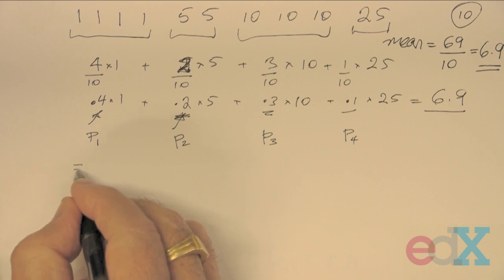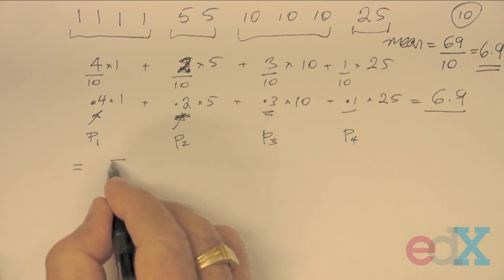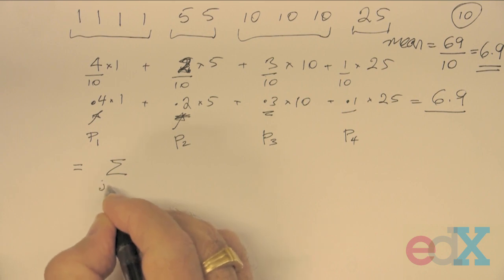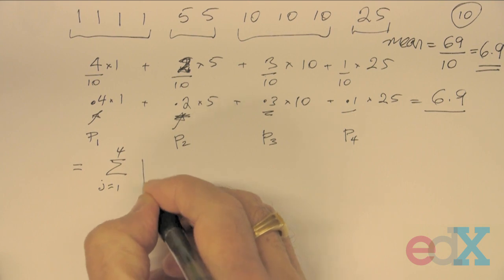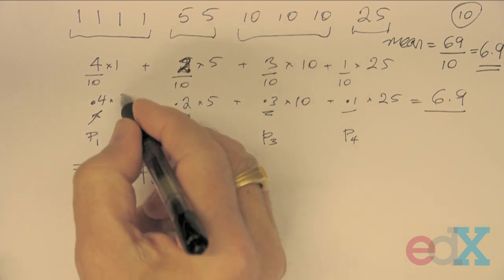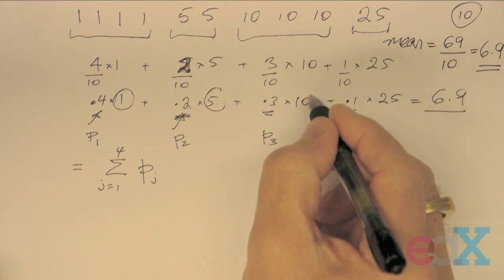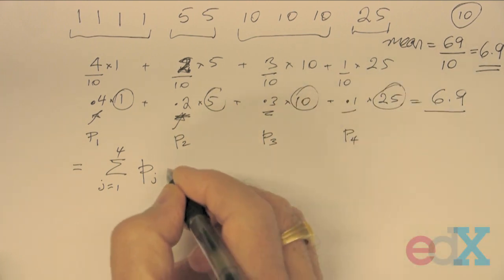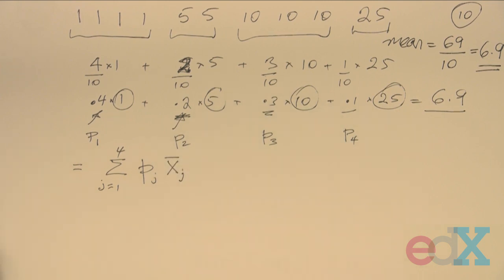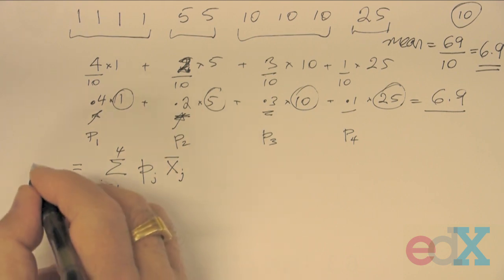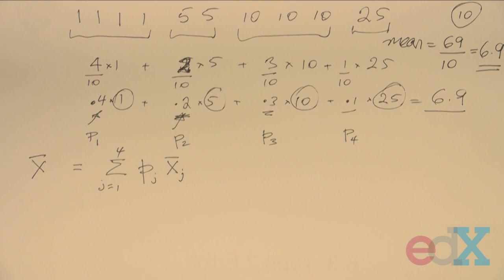So I can rewrite this, if I like mathematical notation, as a summation. J goes from 1 to 4 because we've got 4 groups. P sub j times what? Well, the first time is times 1, then times 5, then times 10, then times 25. So let's call that x bar sub j, which is the typical value in that particular group. So we see that the overall mean, let's call that x bar, can be written as a summation of proportions times typical value.